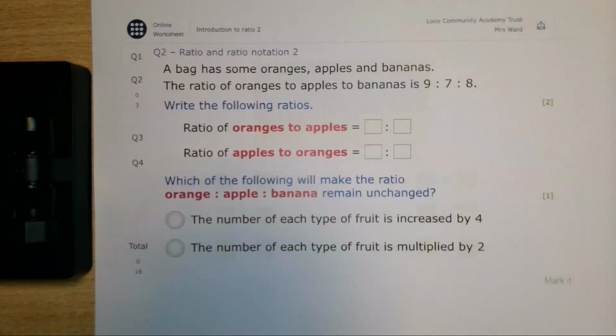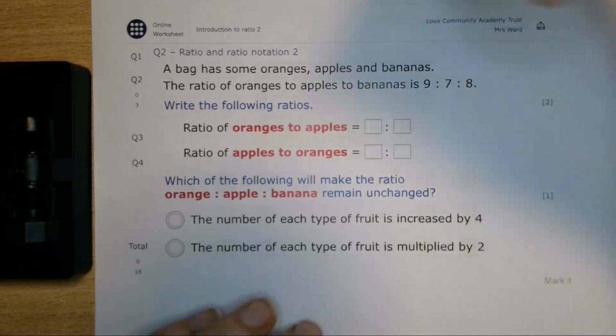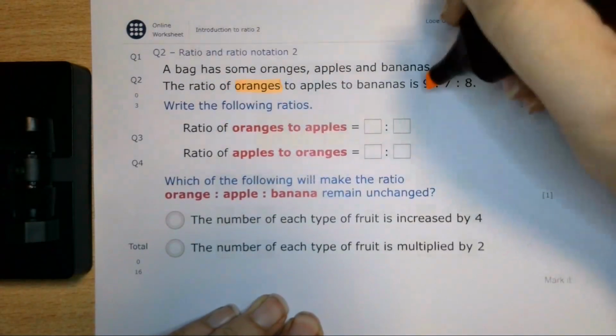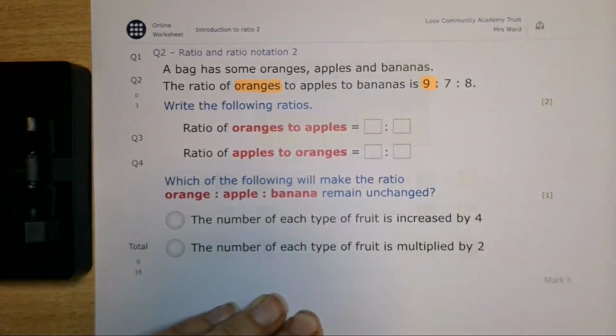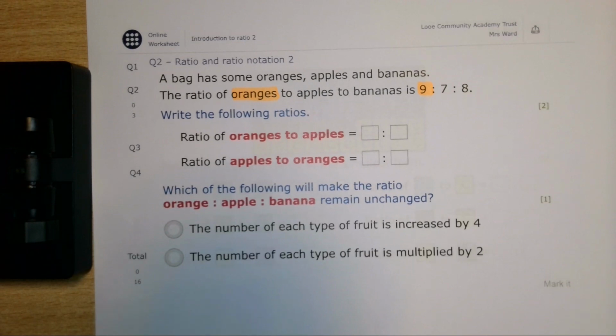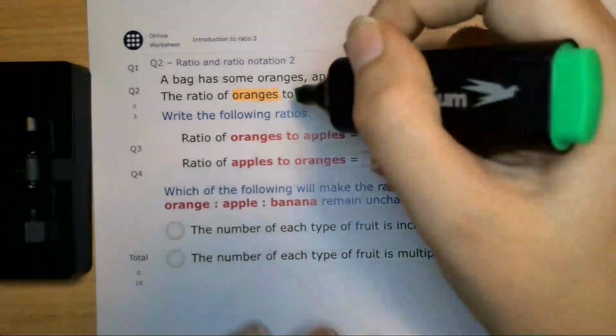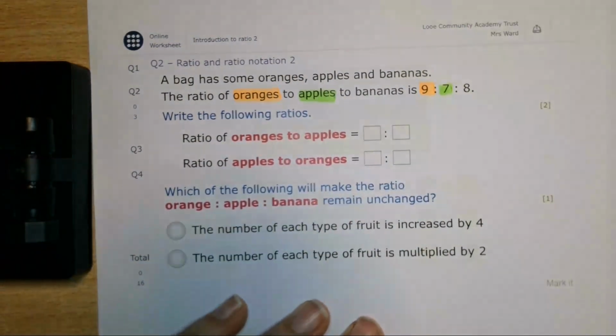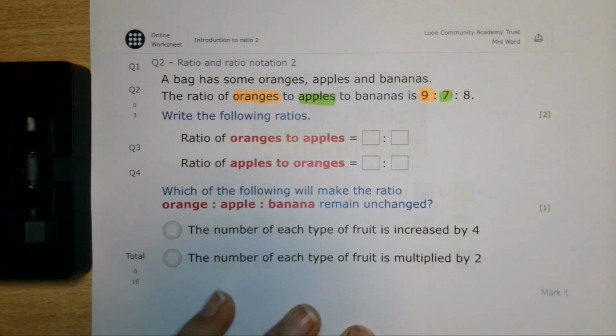Oranges, apples, bananas. Oranges and apples. So let me just grab myself a highlighter. Oranges is the first word in the sentence, so oranges is the first number here, so that's 9. Apples is the second number in the sentence, which means it's the second number in the ratio, which is 7. So oranges to apples is 9 to 7.